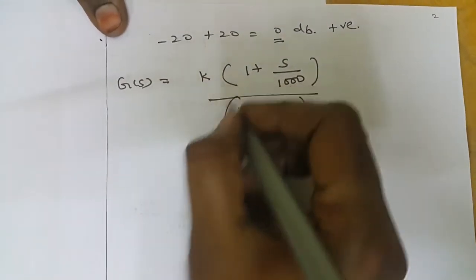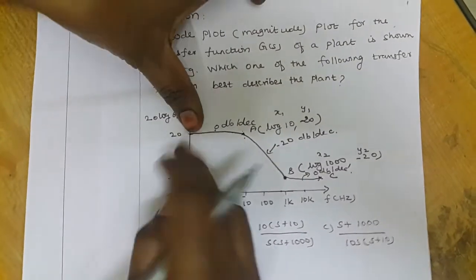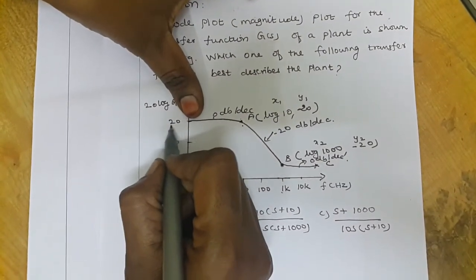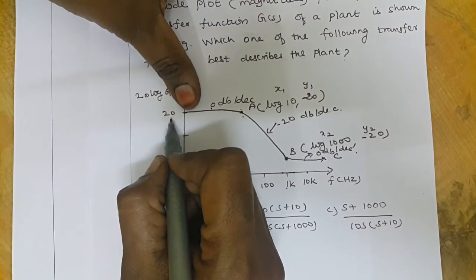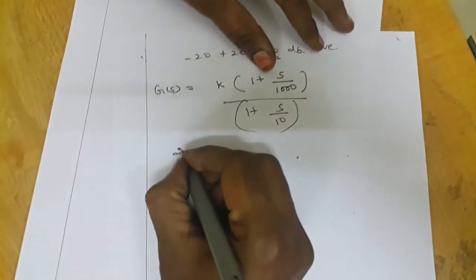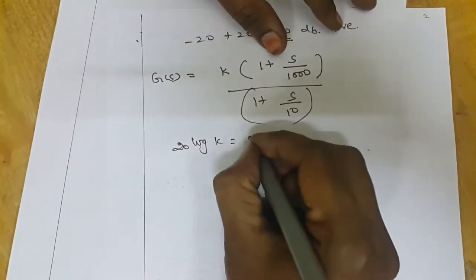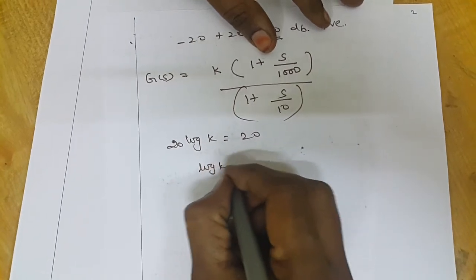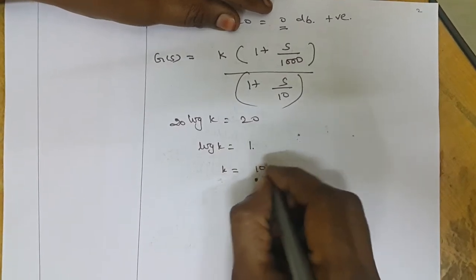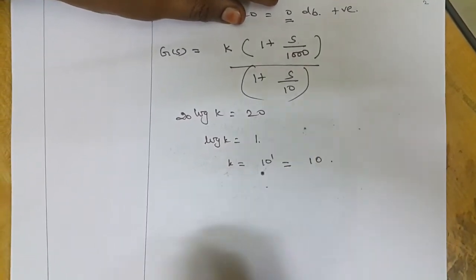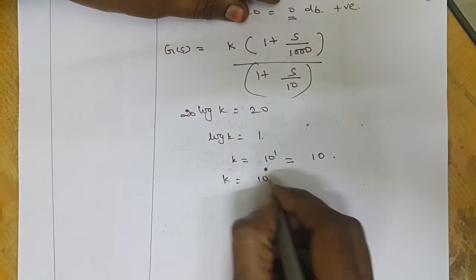From this, first we have to find the k value, which can be found from the given figure. Initially the magnitude of the transfer function is 20 dB. This 20 dB magnitude is equated to 20 log k. So 20 log k equals 20 and log k equals 1. So k equals 10 to the power 1, that is 10. So the value of k equals 10.